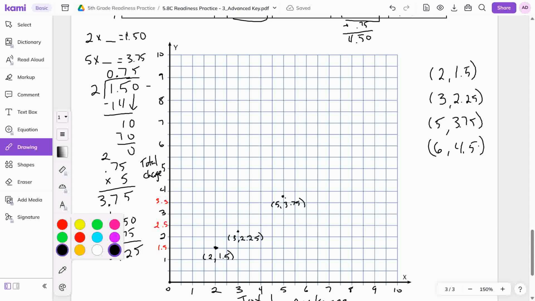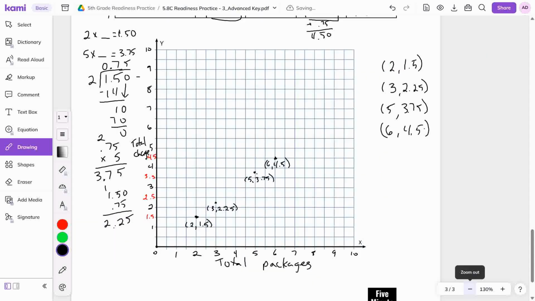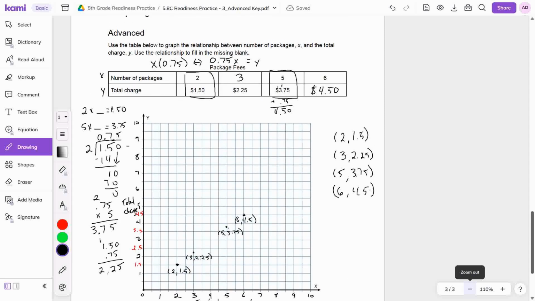And then finally my 6 and 4.5. That's going to be a little bit easier because I go to 6. Then my 4.5 actually has a line right here. We can just go ahead and label it. It's got its own line. So we're good there. So 6, 4.5. All right, so we have filled out the table and we have filled out the graph.